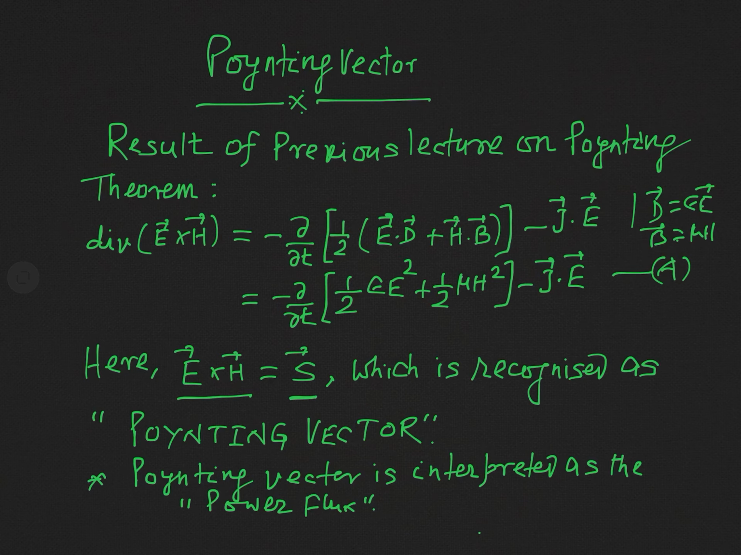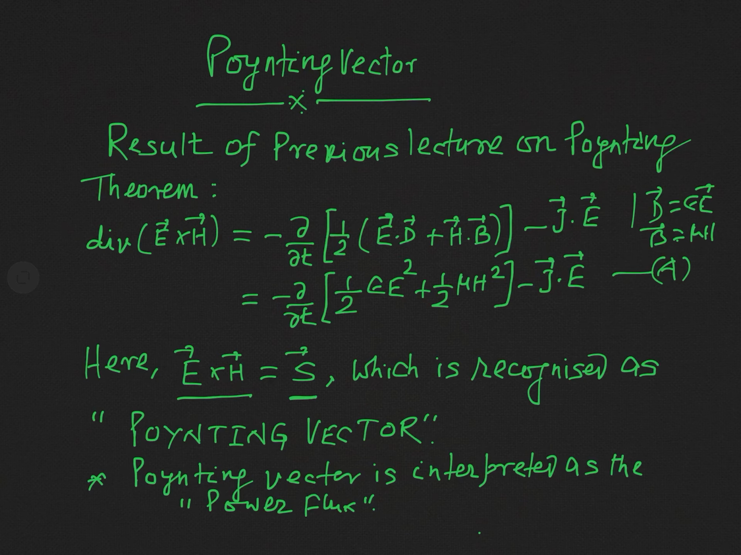One thing you should note here: this vector has been introduced by way of a divergence, because when we define divergence of E cross H, then we recognize E cross H as the Poynting vector. This is a significant fact, and it will come into our discussion after some time. First of all, we will define this vector, or what the magnitude of this vector represents, and after that we will discuss the important properties or significances of the Poynting vector.